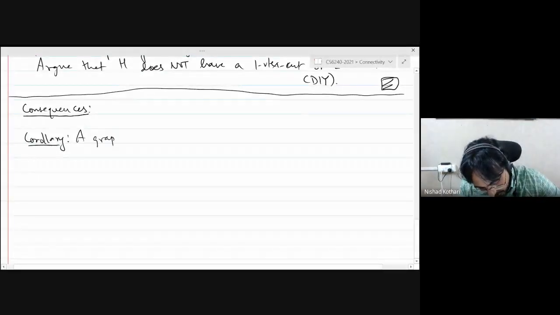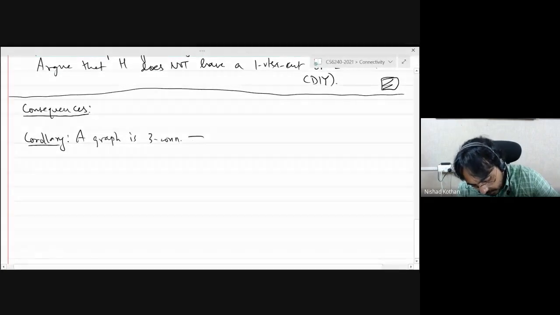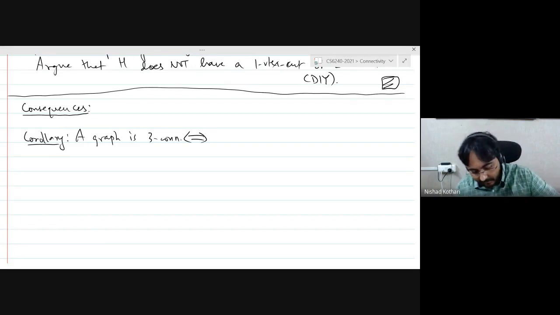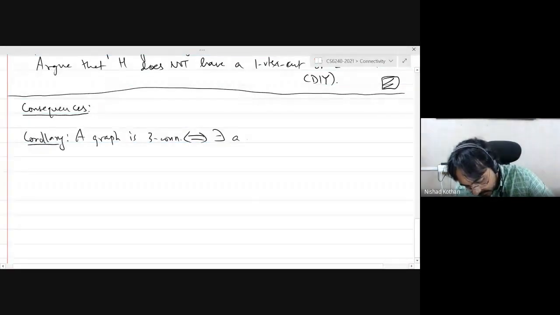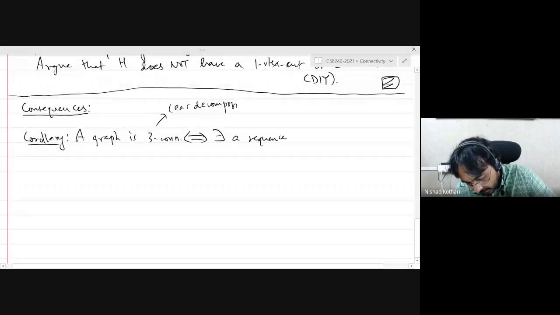A graph is three connected if and only if you can obtain it from K4 by adding edges and vertex expansions. And one way to write that is to make it very formal. There exists a sequence, and I want you to think a little bit about ear decompositions here. It's a bit similar, but yet quite different.